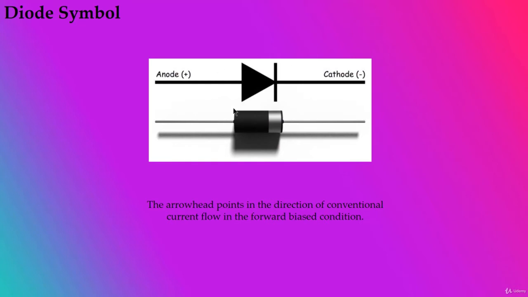The symbol of a diode is shown here, and the arrowhead points in the direction of the conventional current flow in the forward bias condition. That means the anode is connected to the P side and the cathode is connected to the N side. Wait a little bit, what is this P side and N side?